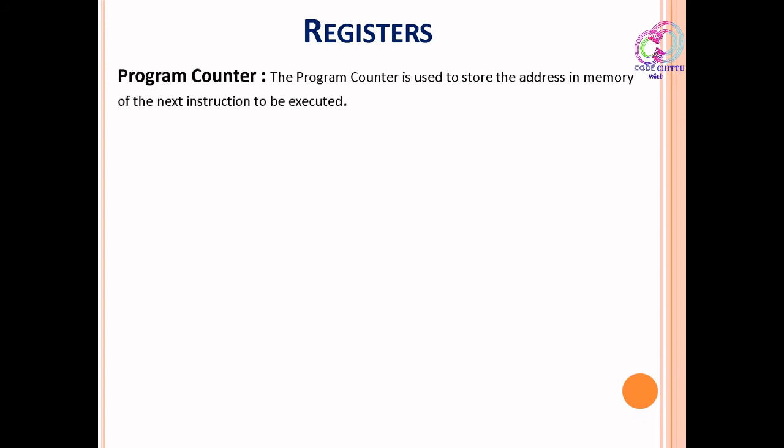First one is the program counter. This program counter is present in the control unit. It is used to store the address in the memory of the next instruction to be executed, or you can also say the address of the next instruction to be fetched. That is also correct. It will start from the program counter only, so it always stores the address of the instruction to be executed or fetched.